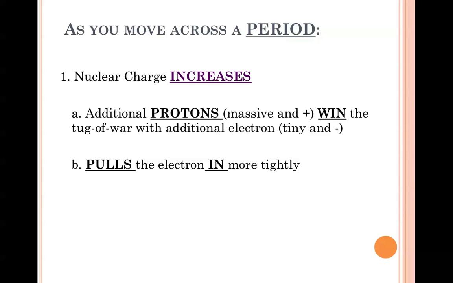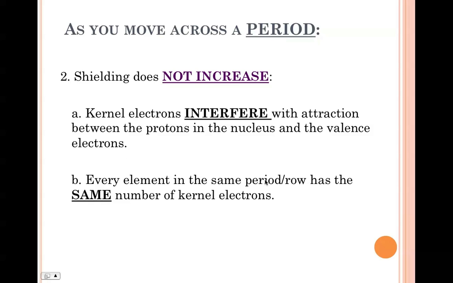So we're talking about going across a period, which is going across a row from left to right. We want to remember that the nuclear charge is going to increase. We have additional protons. These protons are massive and they have a positive charge. And these basically kind of win the tug of war with the different electrons that are added in, because as we go across a period, we're adding in a proton and we're adding in an electron, which are tiny and negatively charged. So this nuclear charge increase is going to pull the electrons in more tightly, which we're going to see cause some changes in atomic radii.